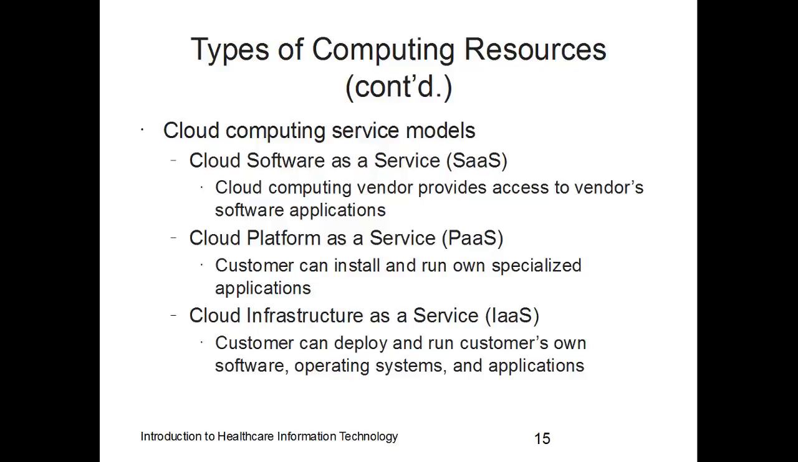The first one, SaaS, S-A-A-S, the cloud software as a service, where a cloud computing vendor provides access to a vendor's software application. You can also have PaaS, P-A-A-S, cloud platform as a service. This is where a customer can install and run their own specialized applications. You can also have cloud infrastructure as a service, or IaaS. This is where the customer can deploy and run their own software, their own operating system, and their own applications.